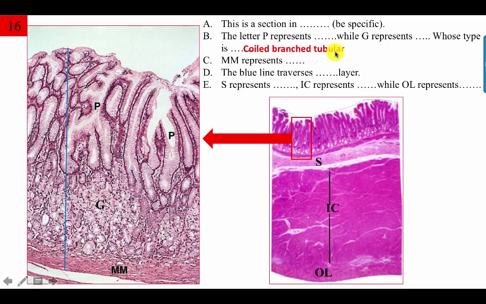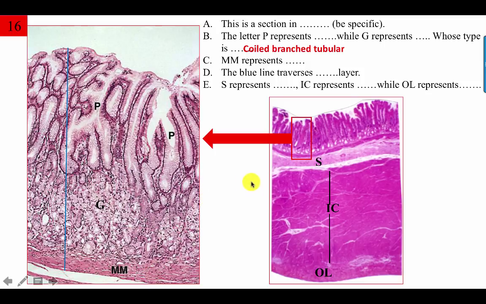Take care, those of the fundus are simple branched tubular, but those of the pylorus are coiled branched tubular, so various sections can be seen in the body of the gland as they are coiled. The MM represents the muscularis mucosa.